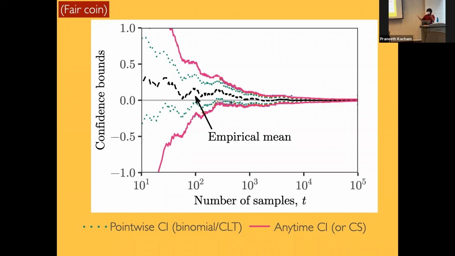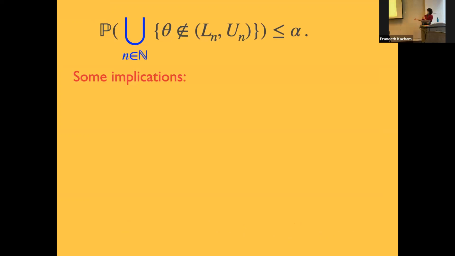Okay, so I've not told you how I constructed that band, but that's what a confidence sequence is. It has the guarantee that it will always contain 0 from time 1 to infinity. And here's a different way of writing the same guarantee. Earlier I wrote a coverage statement. Now I'm writing a miscoverage statement. It's like an infinite union bound. It says that the probability that at some time theta does not lie in my set is at most alpha. So the probability that I ever make a mistake is at most alpha.